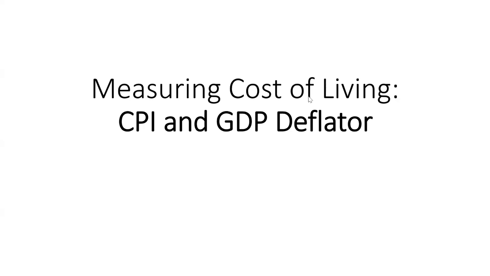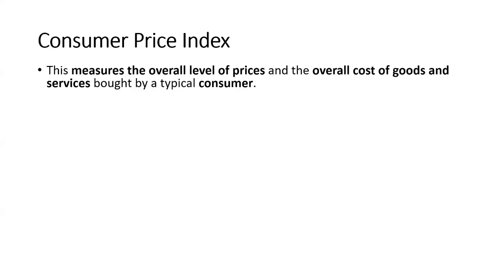So first, we're going to start our discussion with one of the measures of the cost of living, which is the CPI or the Consumer Price Index. When we say Consumer Price Index or the CPI, this measures the overall level of prices and the overall cost of goods and services bought by a typical consumer. So this accounts the cost of goods and services of a typical consumer. It is based on the consumer's basket.